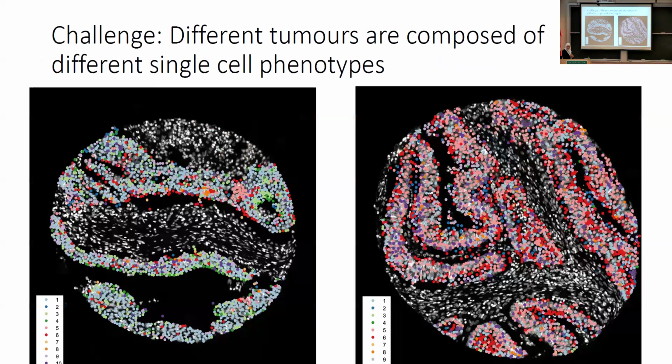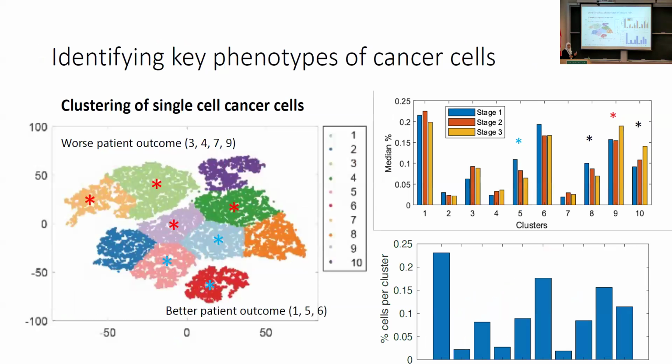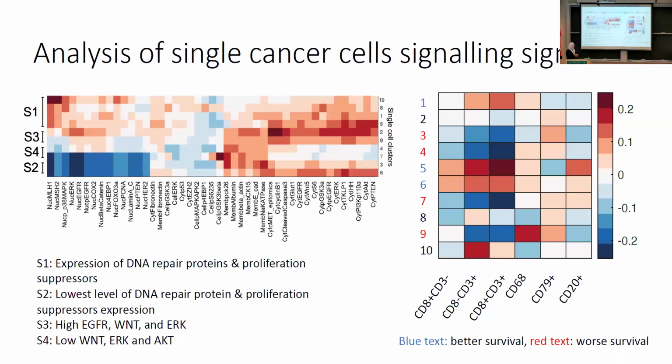I just used hierarchical clustering for this figure. And we can look at different pathways associated with these clusters. Again, I'm not going to get into details. We can look at the average signal. We can see that for certain clusters, things like DNA damage proteins are reduced.